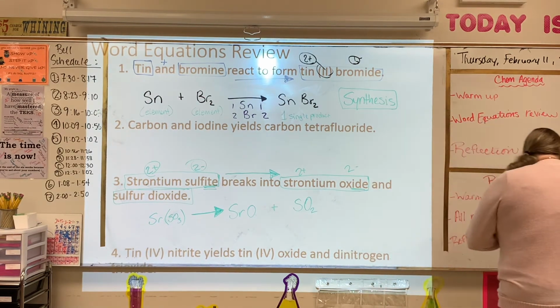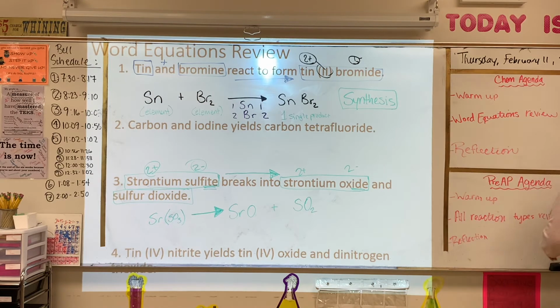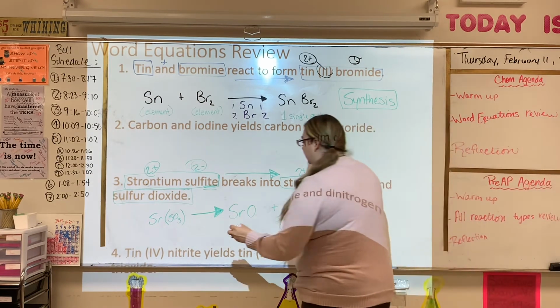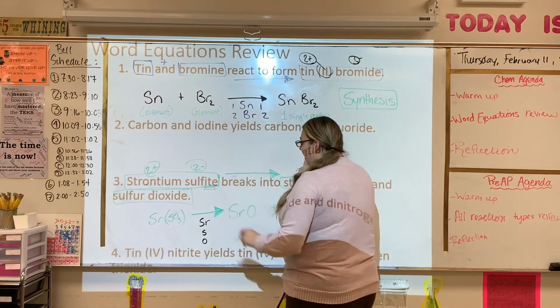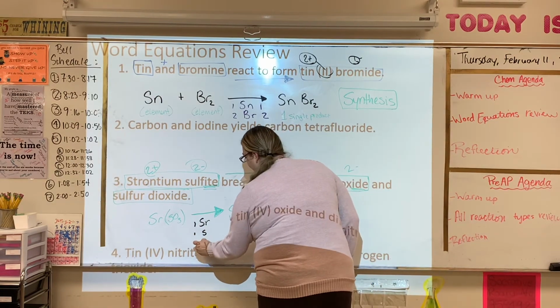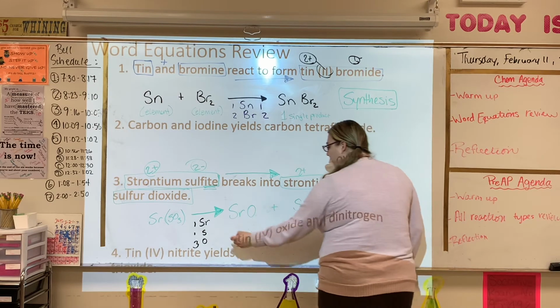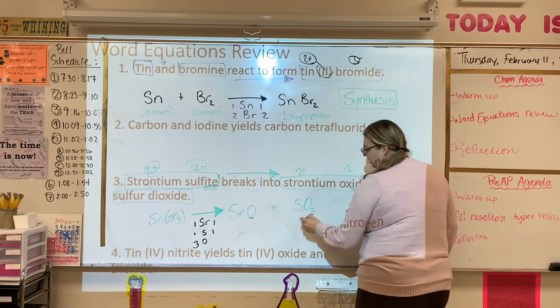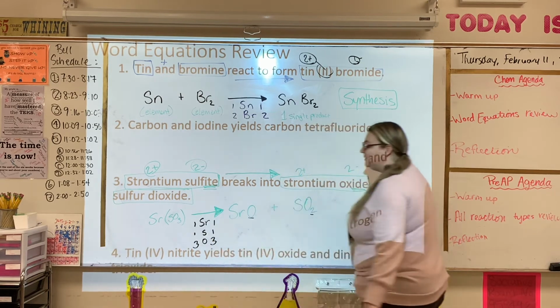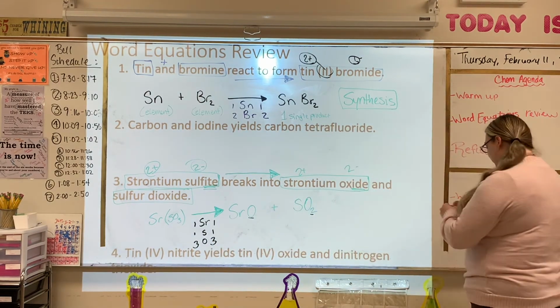Okay? So now we need to balance our equation. So we have Sr, S, and O. On the left, I have 1, 1, and 3. On the right, I have 1, 1, careful, 1 plus 2 oxygen is 3. This one is also already balanced.